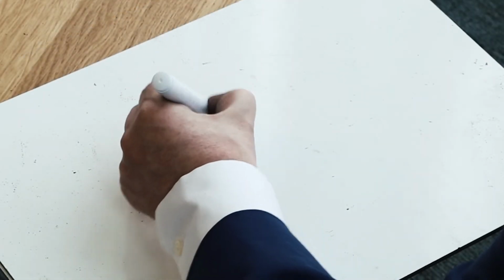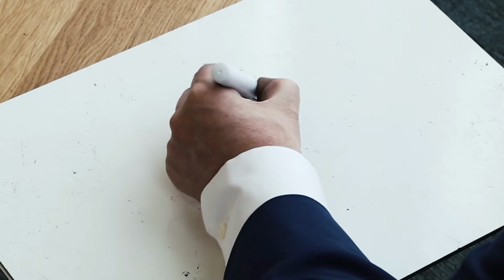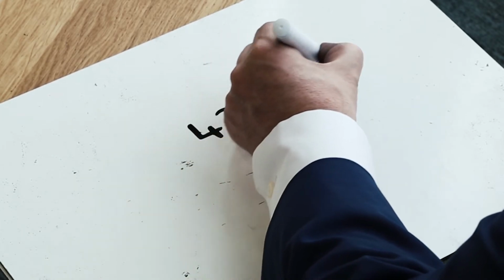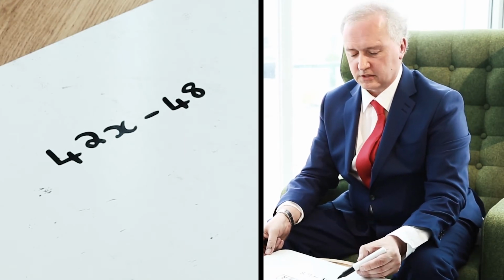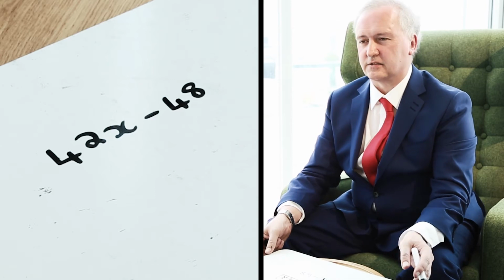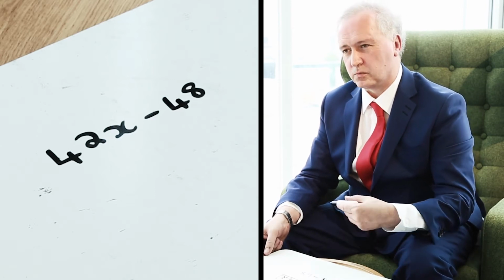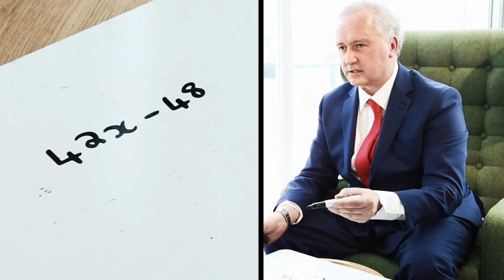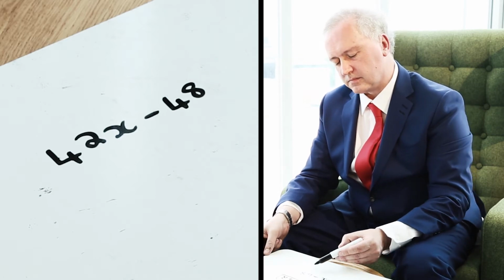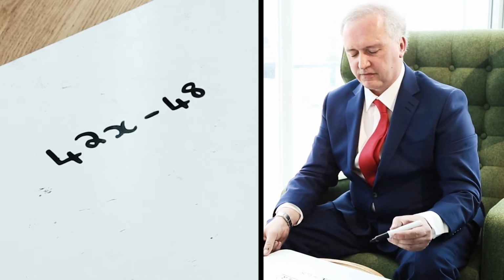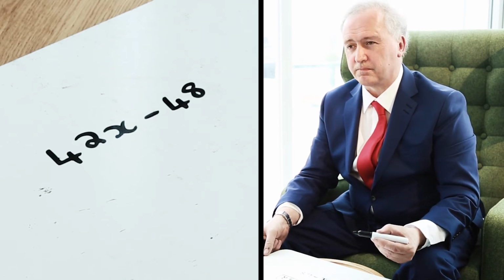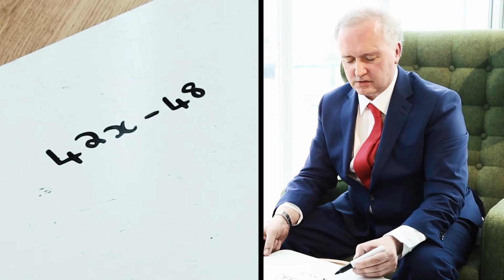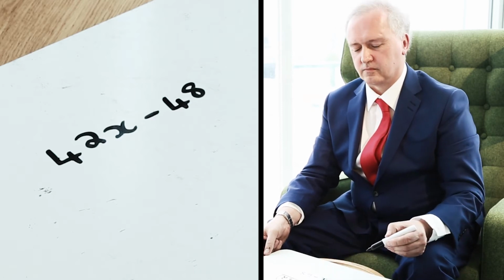For my second example, I've got to factorise 42x take away 48. Now, when I come to factorise this, I can see that 2 fits into 42 and 2 fits into 48. And some students will take out a 2, open the brackets and put the other terms inside the brackets. But effectively, what we need to do here to gain maximum marks is to look for the biggest number that fits into 42 and 48.